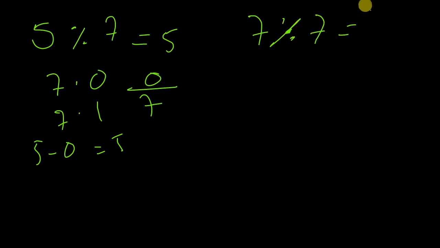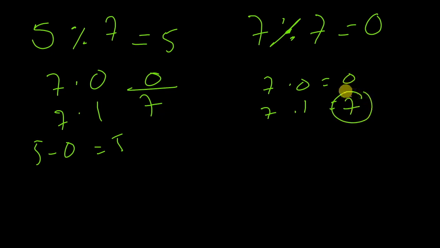So 7 modulo 7, everyone knows, is going to be 0. We have no remainder left over. But why? Well, 7 times 0 is 0. 7 times 1 is 7. So we can select this, and then we're doing 7 minus 7 equals 0. And that's how we're getting that number.